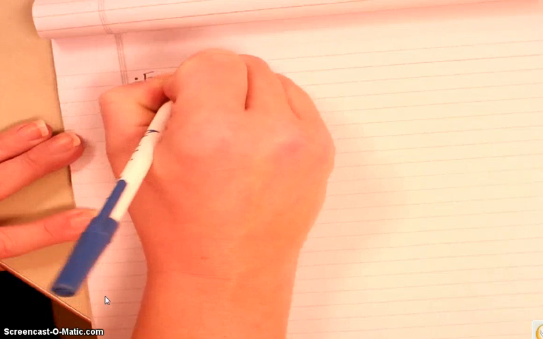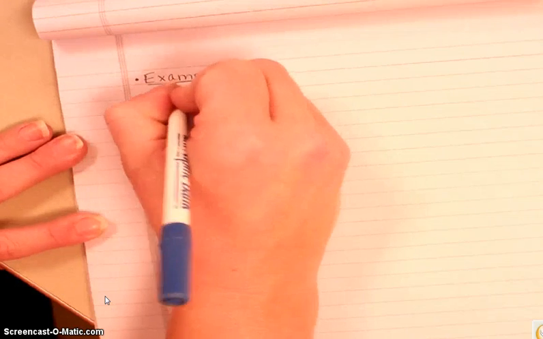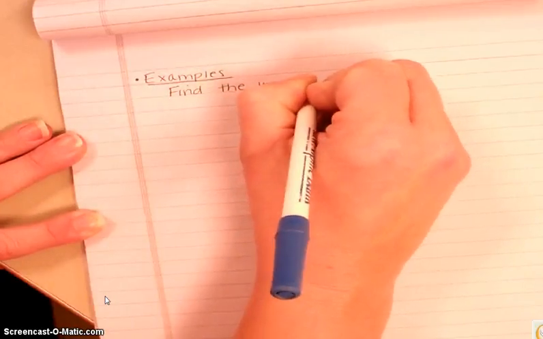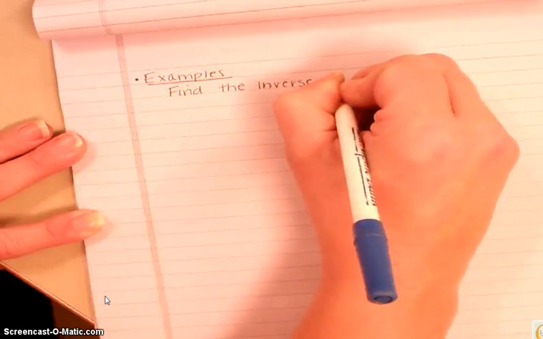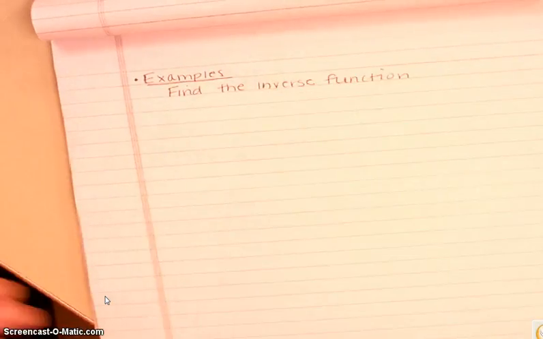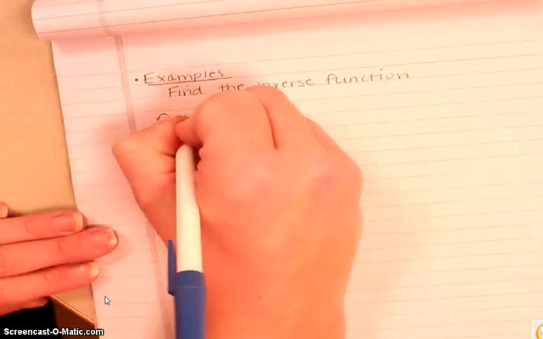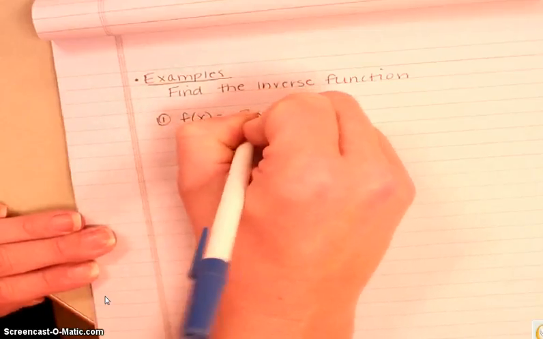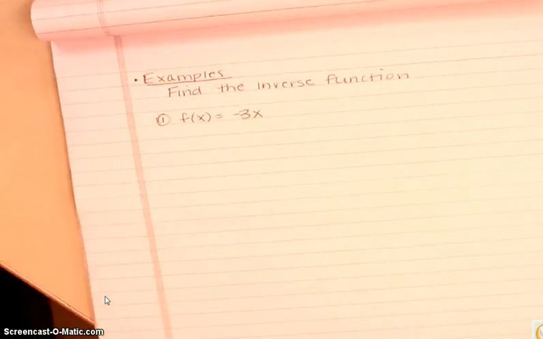So as far as directions, it'll just say something like find the inverse function. Okay, and then you'll be given a function. So here's our first one, f of x equals negative 3x. So let's start out with a simple one and we'll go right through these steps.